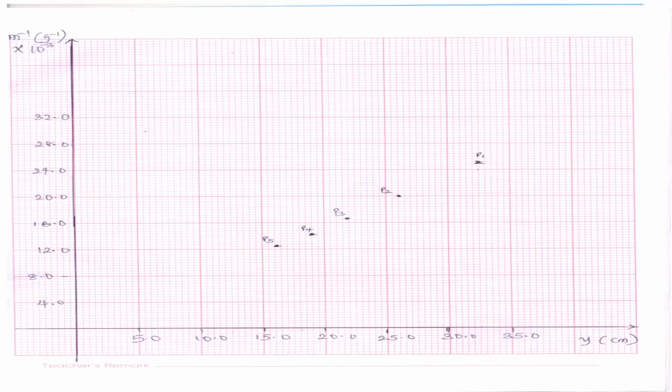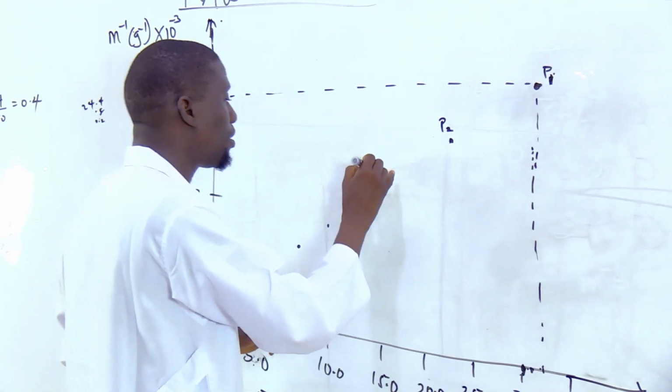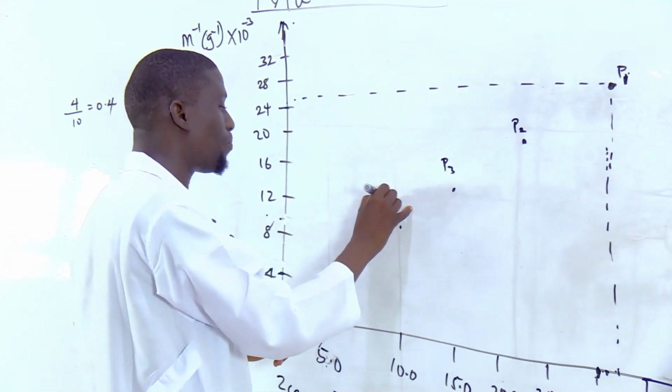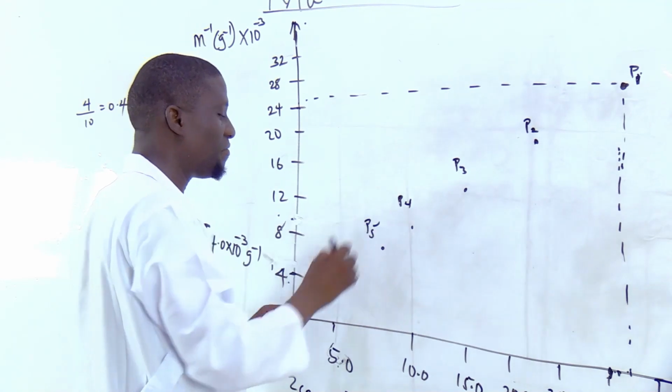We've taken point P1. Repeat the same thing for point P2, where we have to plot 20 against the y value. We go for the second one, the third one, the fourth one, and the fifth one. So here I label these points P1. As shown in the graph, point P2, you see point P3, P4, and P5.